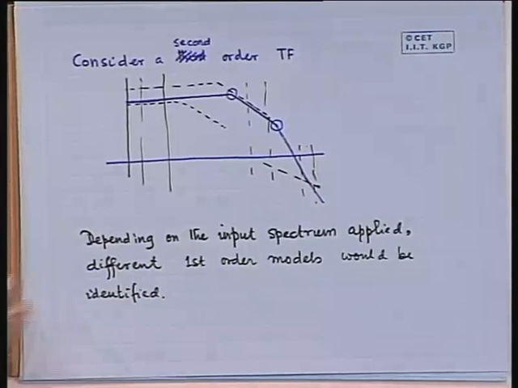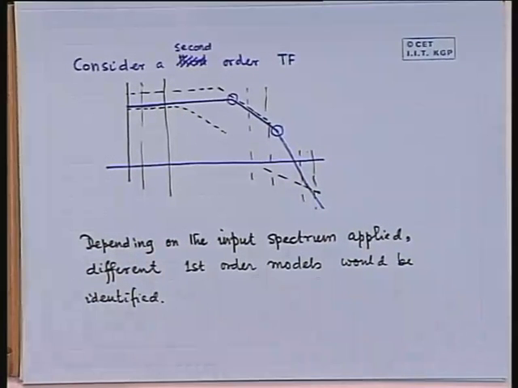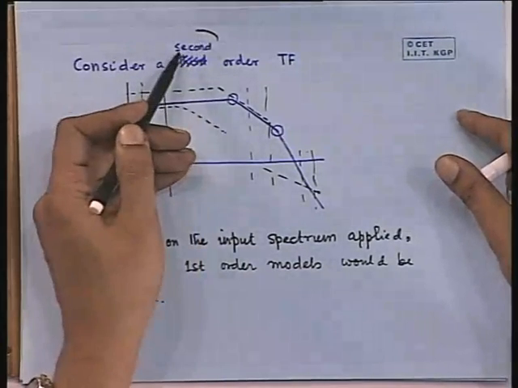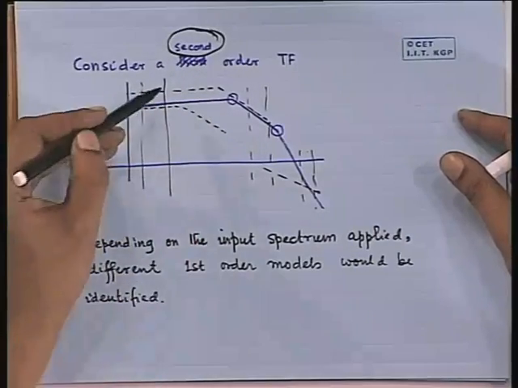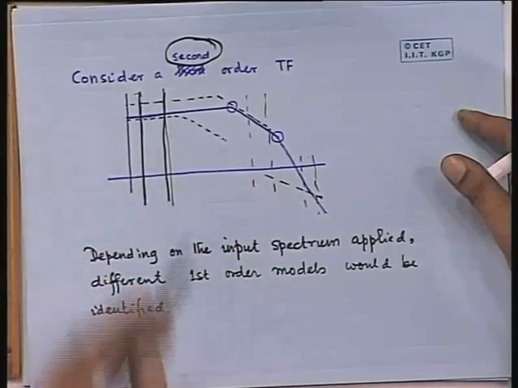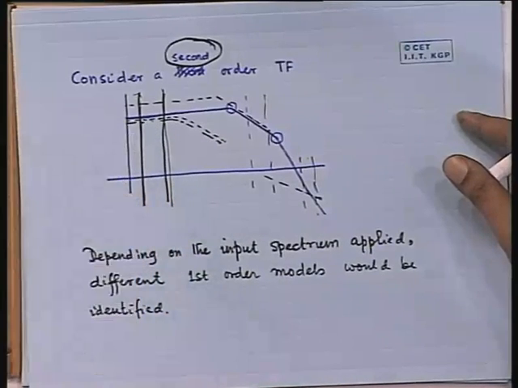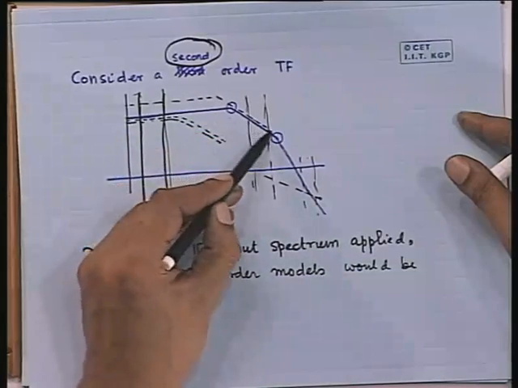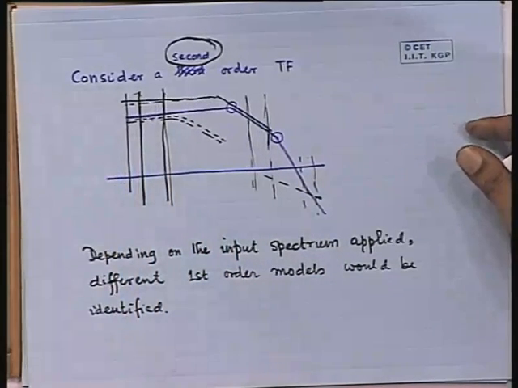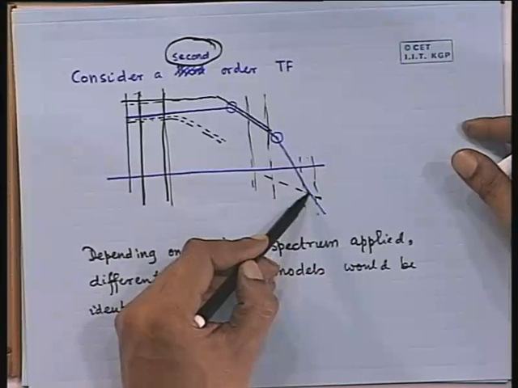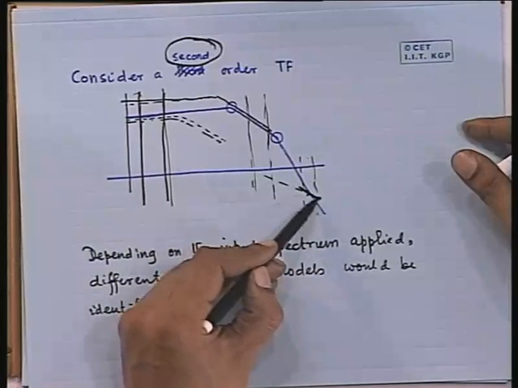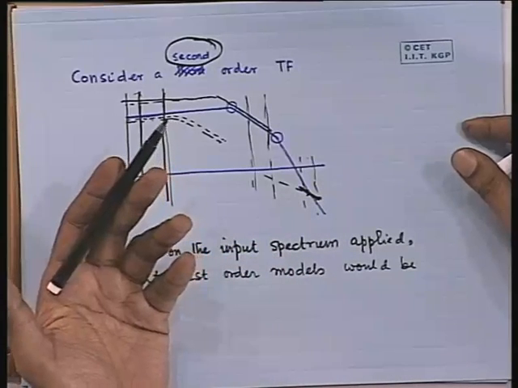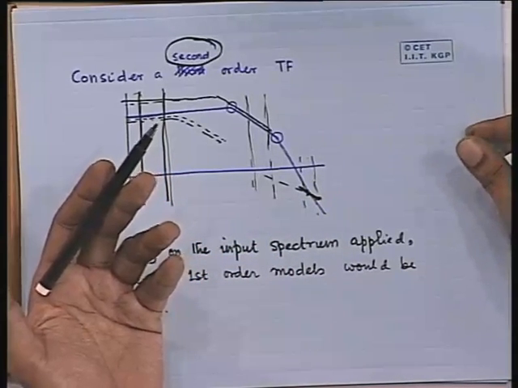This is another point that I tried to make without becoming too mathematical. Suppose you have a second order transfer function. If you are using an input spectrum which is here, then you will probably get a first order model like this. If you choose an input spectrum which is here, then you will get a first order model maybe like this. And if you choose it here, then it will just try to match it as close as possible around this zone. It cannot anyway approximate 40 dB per decade, so it will be somewhere like this.